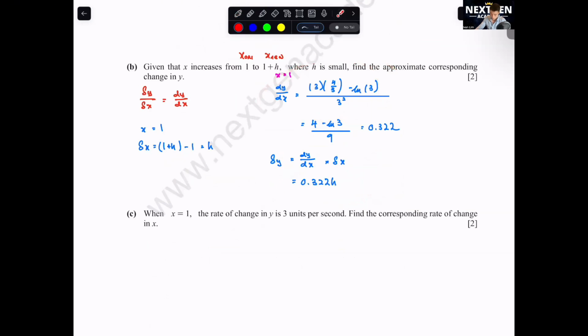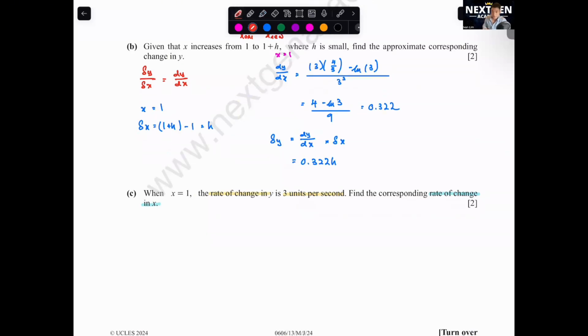Okay, third one, question C. When x equals 1, the rate of change in y is 3 units per second. Find the corresponding rate of change in x. A rate of change type of question means I need the chain rule. I need 3 derivatives, a over b times b over c equals a over c. Remember, minimum you need 3 derivatives.